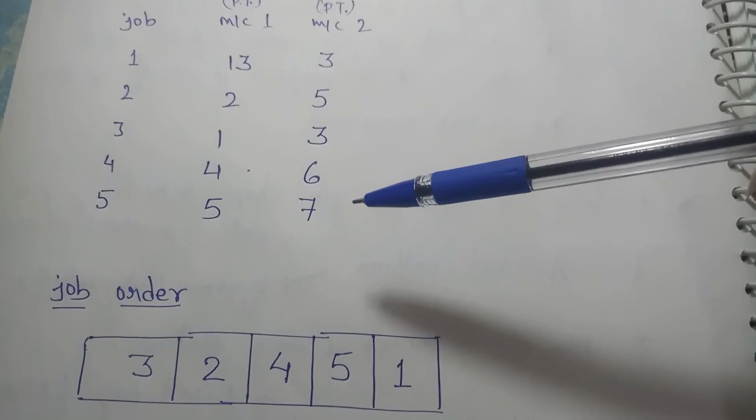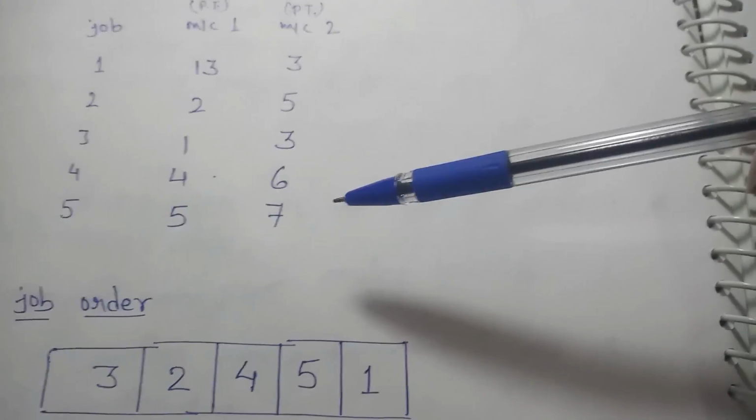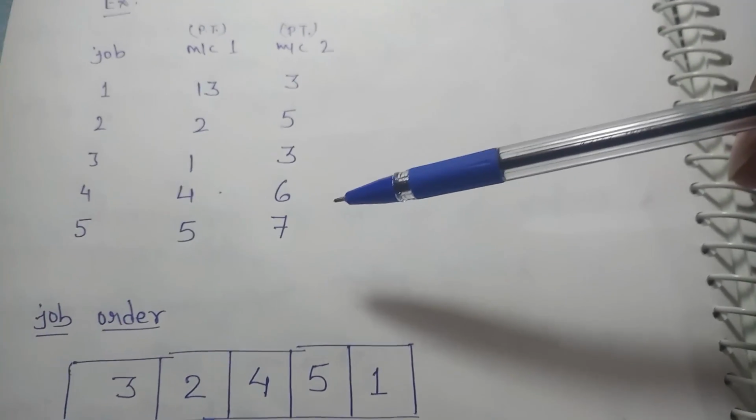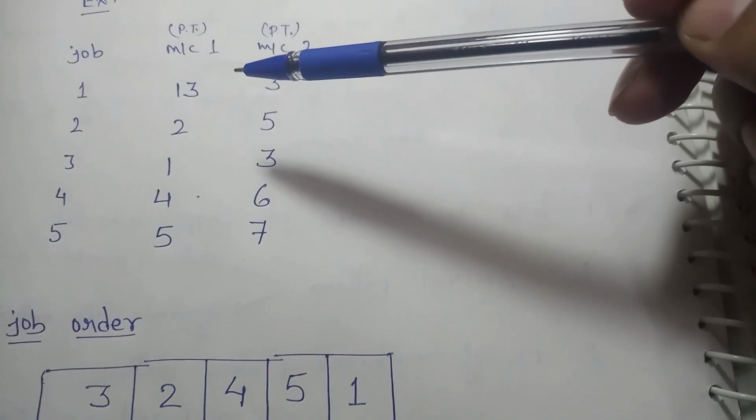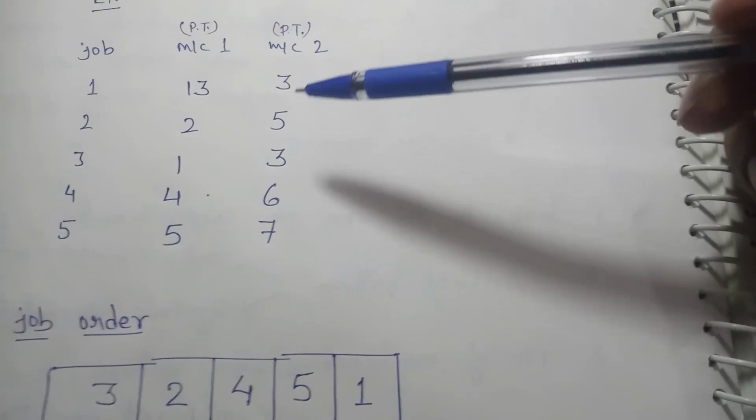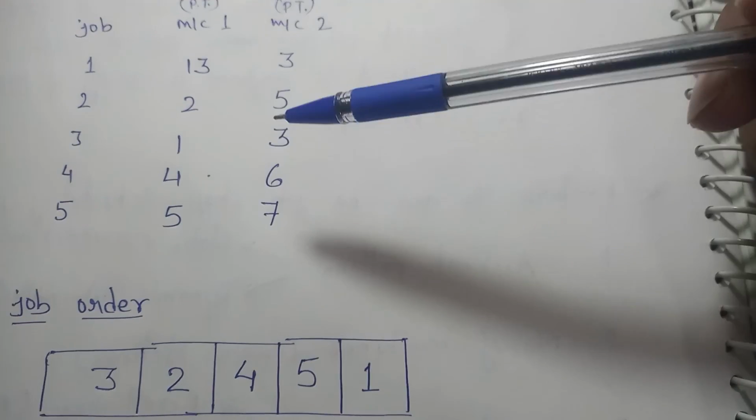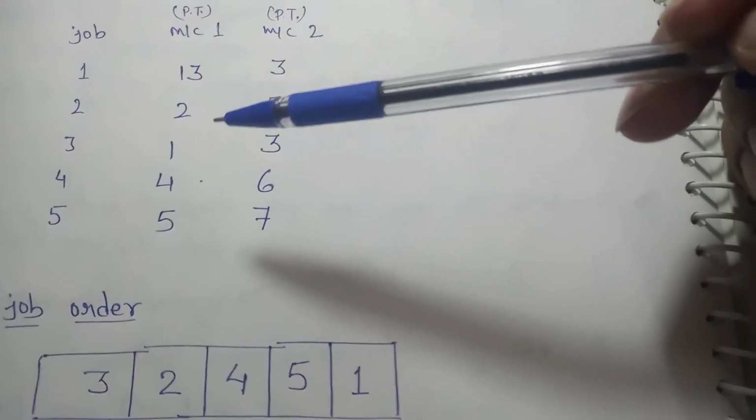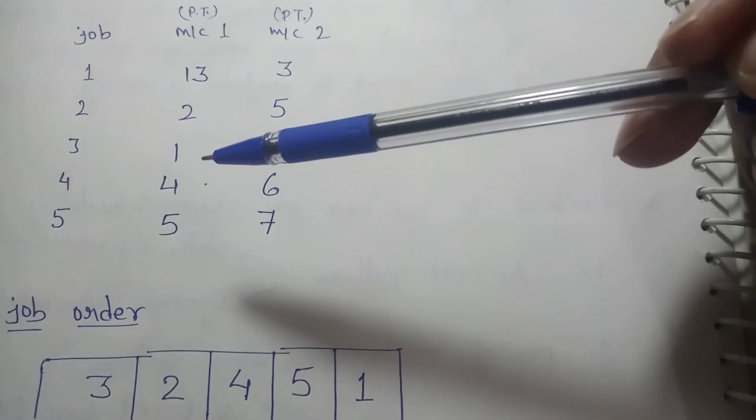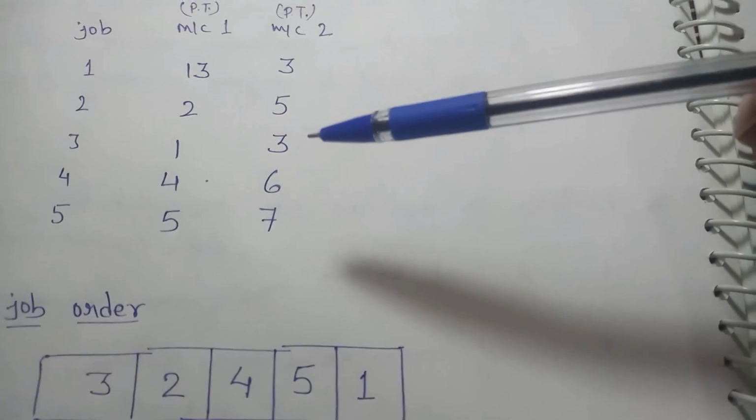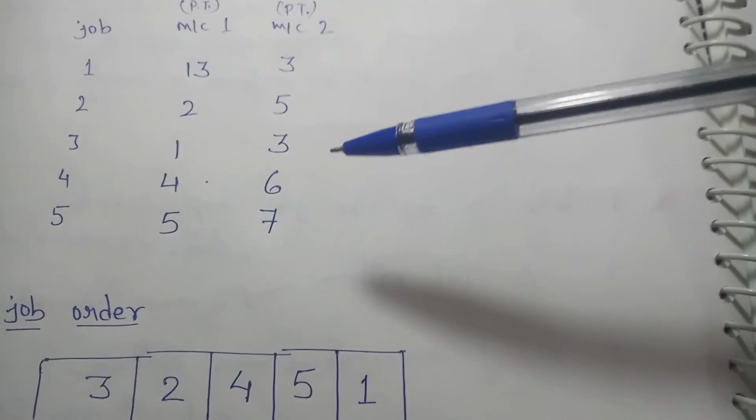Now how do we get the job order? I am repeating this again. First we take the smaller processing time among machine 1 and machine 2. Suppose machine 1 has the minimum time in any job, we take that job from the left side. And suppose machine 2 has the minimum time, we take it from the right side.